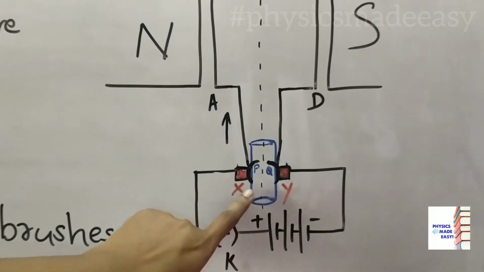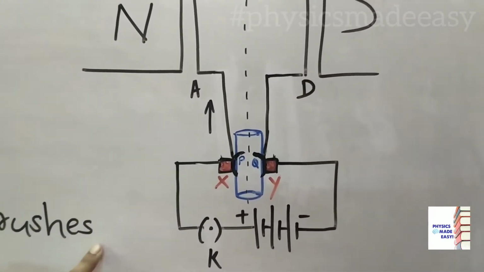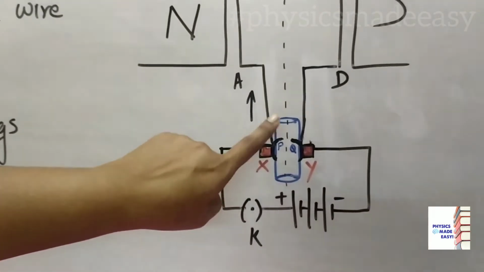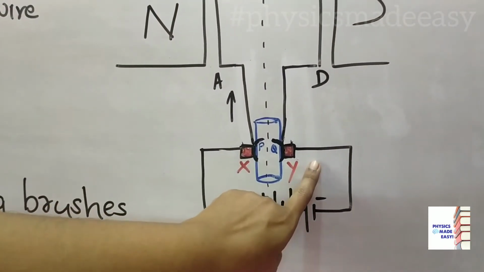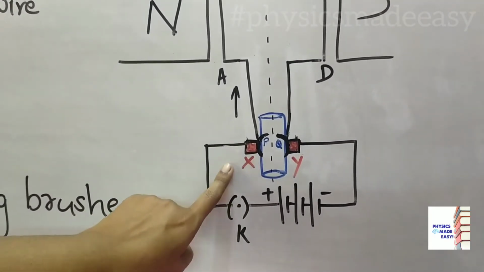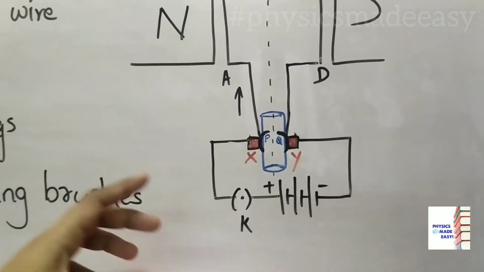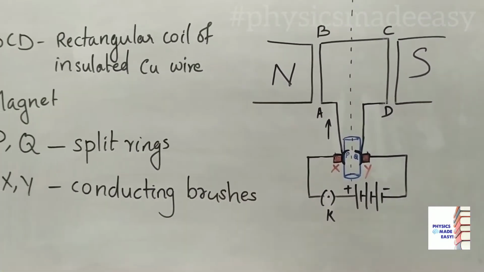Then children, here you can see X and Y, these two are the conducting brushes. X is in contact with P and Y is in contact with Q. Conducting brushes can conduct. Then this is connected to a key and a battery. All these are the parts of an electric motor.